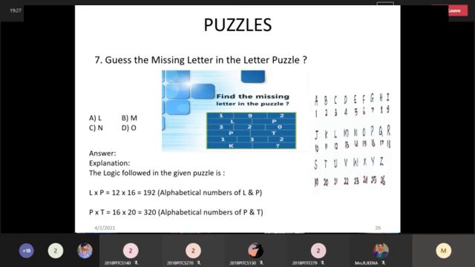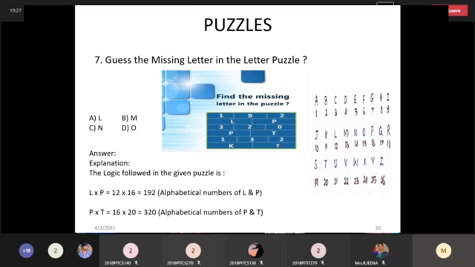Next question, guess the missing letter in the letter puzzle. So we have the missing letter in the letter puzzle. They have given the numbers as well as the letters. So options A, L, B, M, and C, N, and then D, O. So we can write it here A, B, C, D, E, F, G, H, I up to Z. We can put the numbers here, up to 26 numbers. Just the logic followed in the given puzzle it will be.